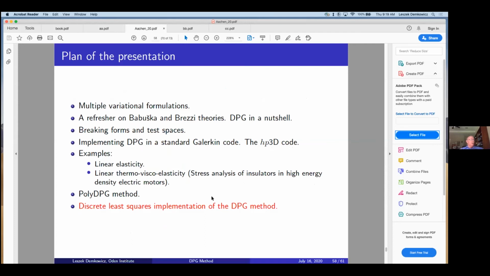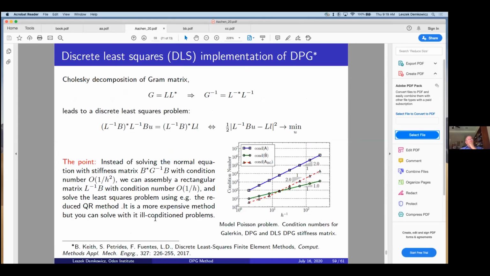Okay, the last subject, or maybe last before last, deals with the discrete least squares implementation of DPG. If you take our Gram matrix G and you do the Cholesky decomposition of it, so L here is a lower triangular matrix and L star its adjoint, then you preserve this decomposition for G minus one. And if you plug this decomposition into it, then your DPG problem can be identified as a discrete least squares problem, where in place of matrix B, as in least squares, you have L minus one B times its adjoint.